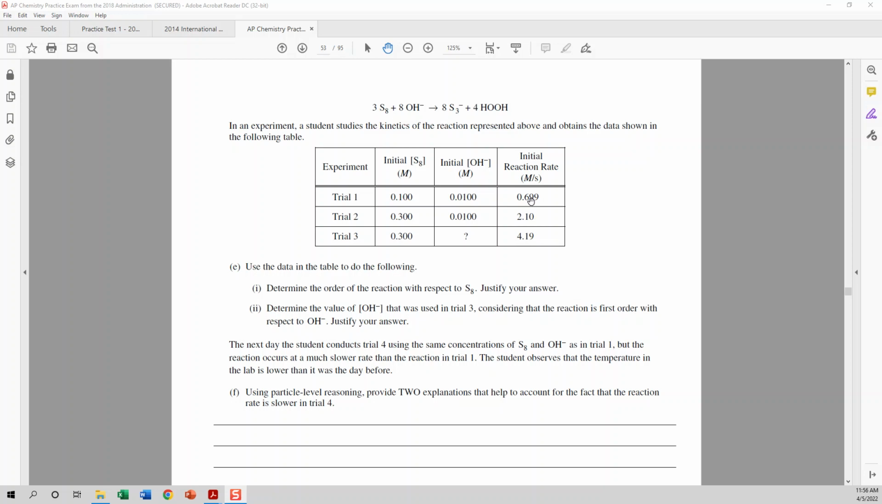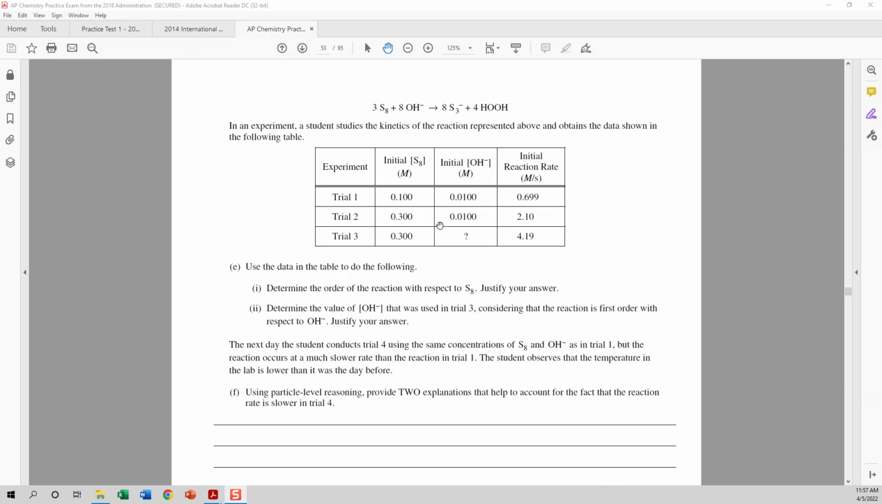3 squared, then we would know S8 is second order. But because we tripled the concentration of S8 and the rate also tripled, we know it's first order. Okay. So it says determine the value of hydroxide that was used in trial 3, considering the reaction is first order with respect to hydroxide. So they just told us hydroxide's first order, okay?